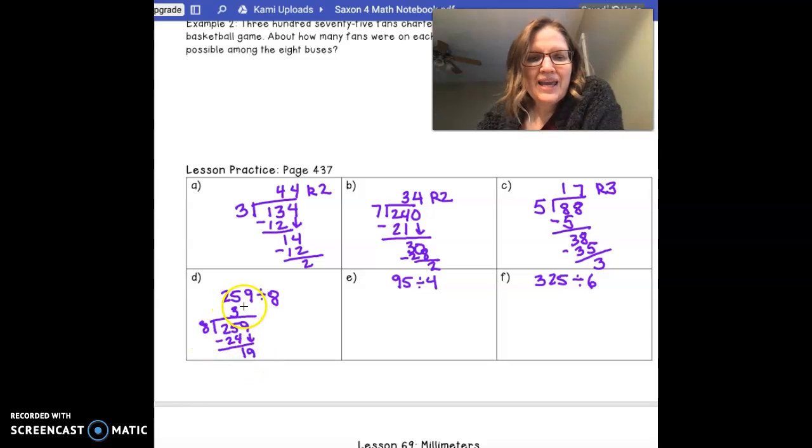19 can be divided by 8. 2 times 8 is, I'm going off the page, 16. We subtract, we get 32, remainder 3.